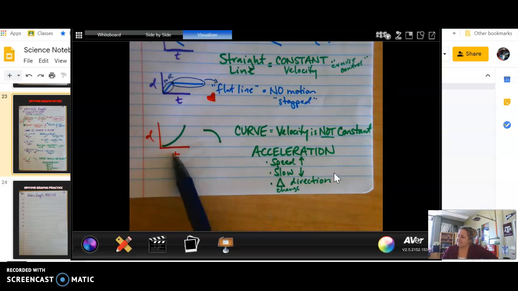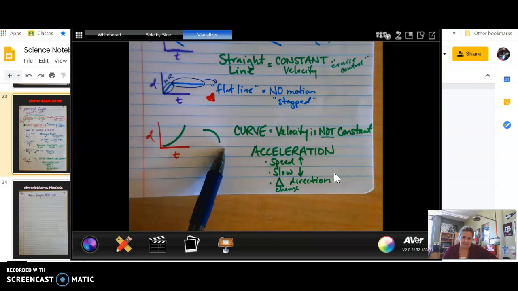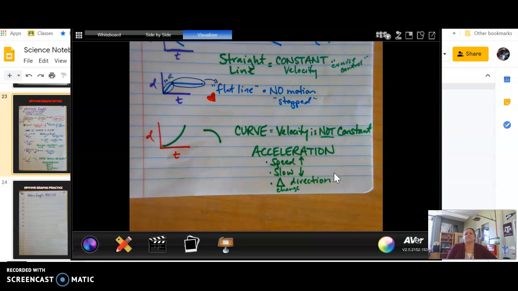So when you have these, it doesn't matter if it curves up or it curves down. These do signify different things, but you'll clarify that at an upper grade level. We're not worried about it. I just need you to identify if it's curved, that the object is accelerating. This means accelerating away from the origin or to the right. This means it's accelerating to the left. All right. So you've got this.